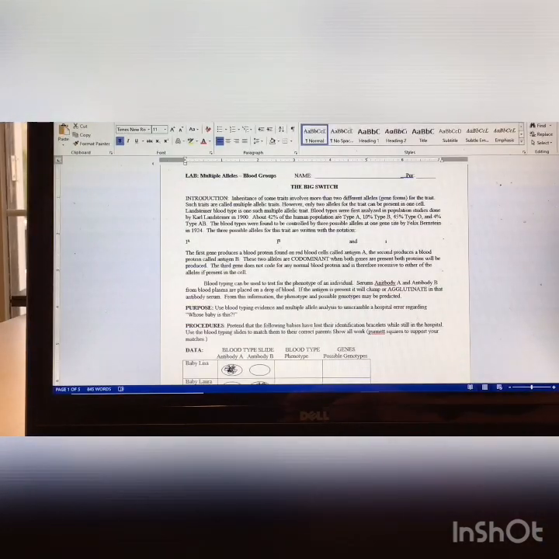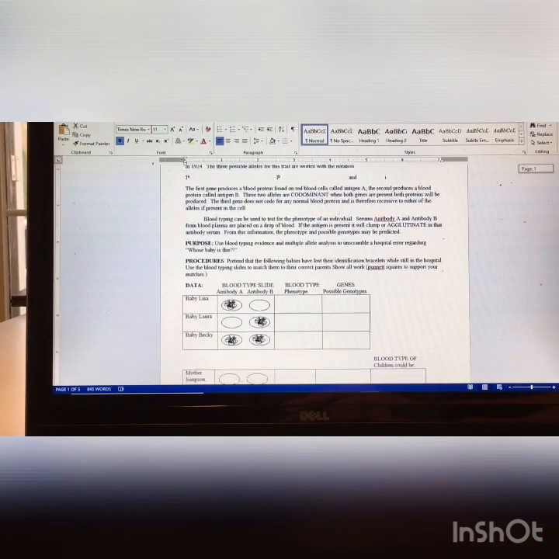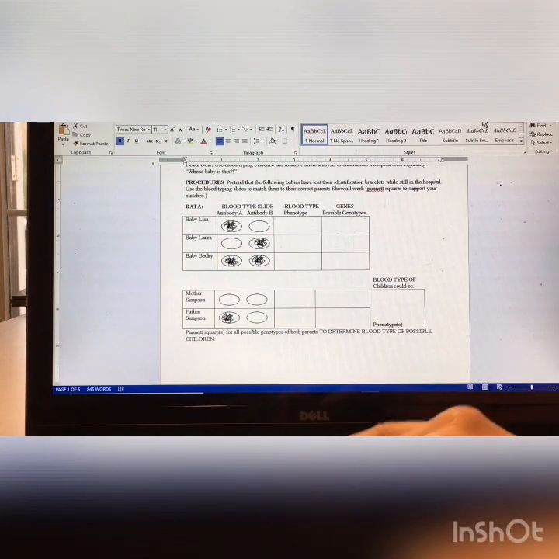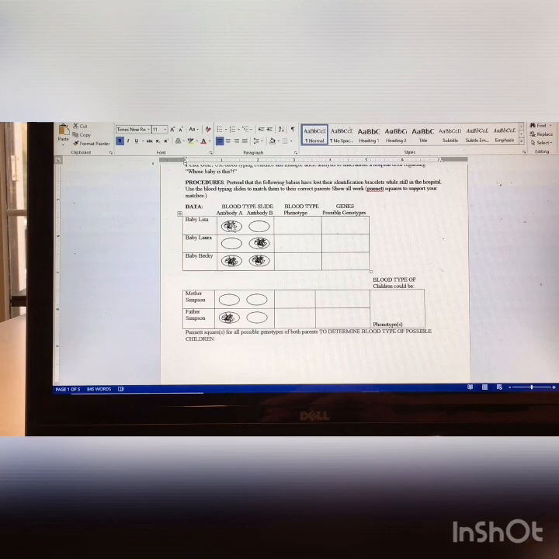So this is the file of the lab that you're going to be doing, and just for the record, the little squiggles are showing you the clumping. So this one is clumping with antibody A but not antibody B. This one is clumping with antibody B and not A, and this one is clumping with both. So you should be able to figure out what the blood types are.